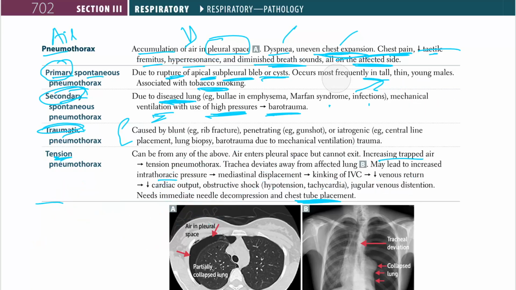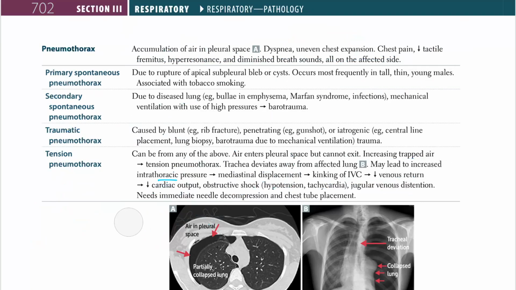Okay, so let's recall this whole thing. Pneumothorax is all about accumulation of air in the pleural space. You will have dyspnea, uneven chest expansion, and chest pain. And the physical examination, you already know that one. So no need to mention that, except that the trachea would deviate away from the lesion if you have a tension pneumothorax. So the primary is all about rupture of the apical subpleural bleb or cyst, which is seen in your tall, thin, young male who smokes.